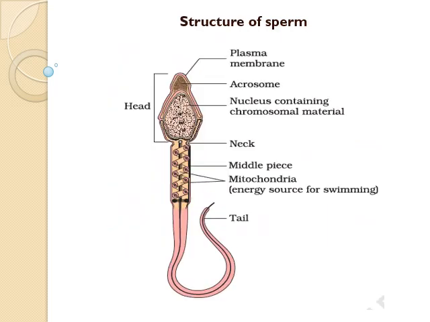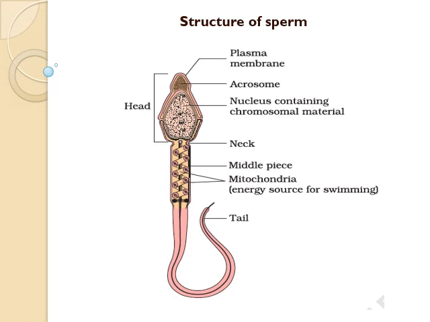Observe the given structure of a sperm. Each sperm consists of the following parts. They are a head, neck, a middle piece and a tail. The whole body of a sperm is covered by plasma membrane. Let's see the parts of a sperm one by one. First, the head. It has an elongated haploid nucleus and the front portion of the head is covered by a cap-like structure called the acrosome. This acrosome is filled with enzymes. These enzymes help to break down the wall of the ovum during fertilization.